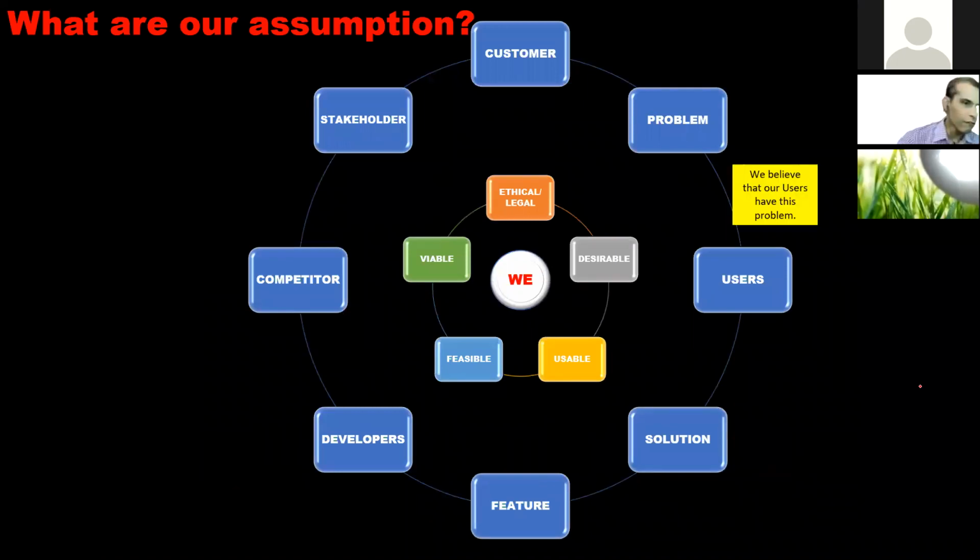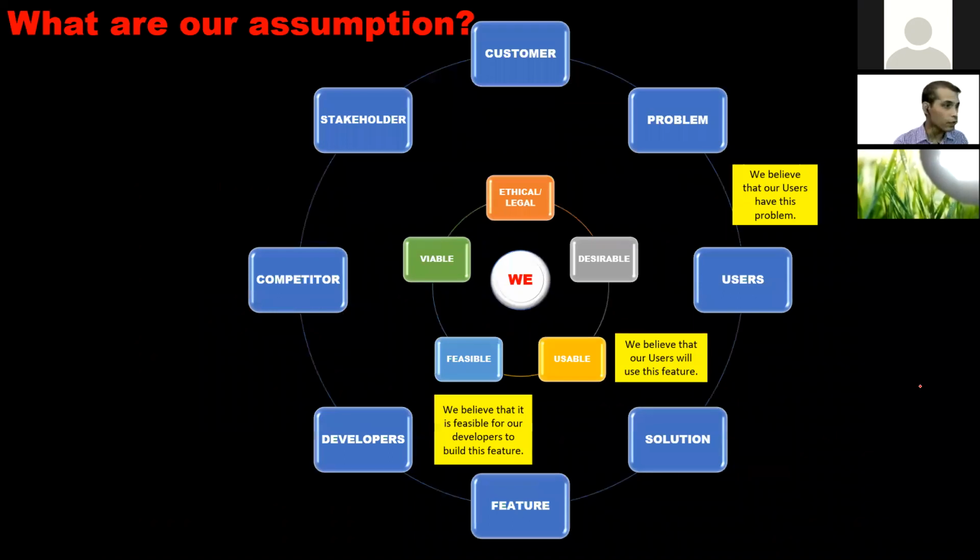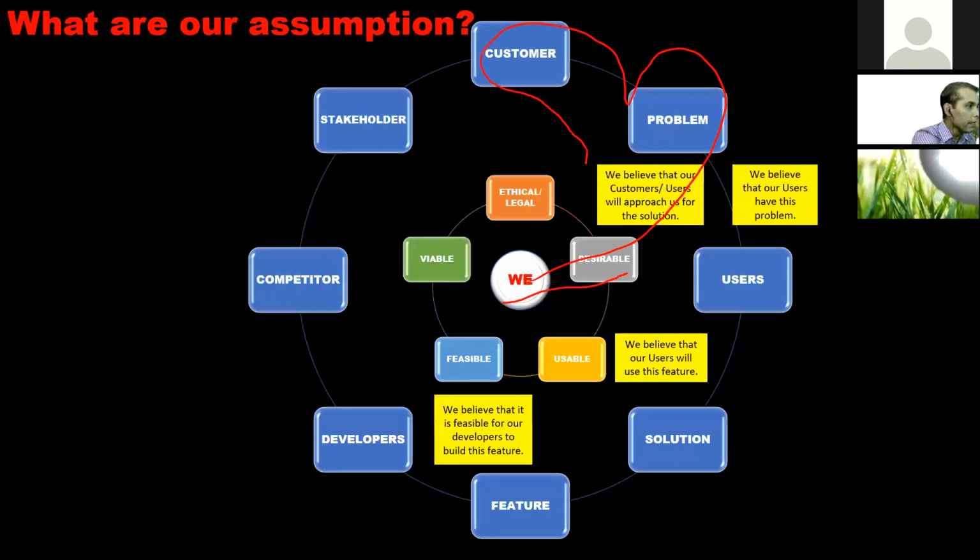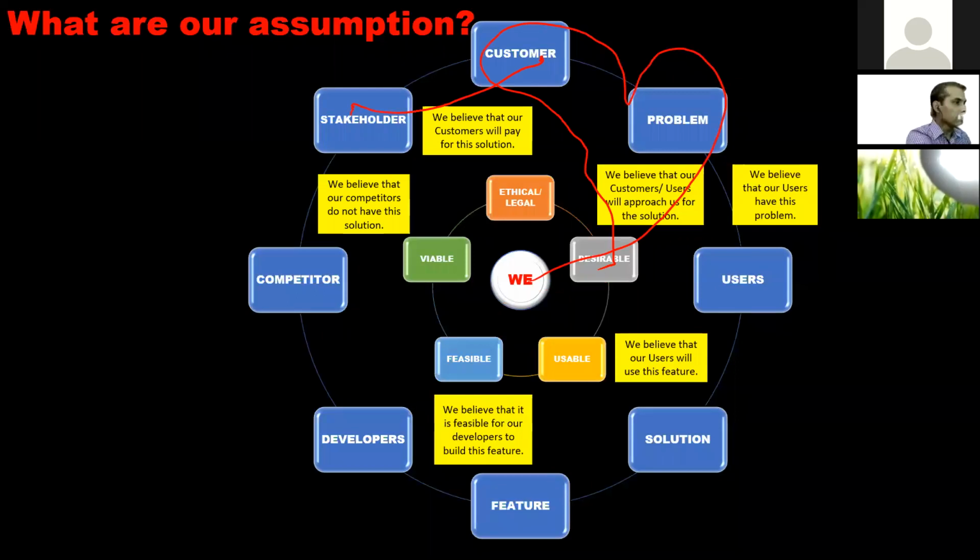So assumptions, a few of those which I highlighted: we believe that our users have this problem. We believe that for our developers, it's feasible to build the solution. We believe that our users will use this feature. We believe that our customers, so we are basically believing the desirable part of it, right? That our customers will be approaching us for the solution, because there might be lots of providers. We believe that customers will approach us for the solution if it's desirable for them. We believe that, so the stakeholders' belief is that the customers will be paying for it. We believe that the stakeholders believe that the solution is not with the competitor.